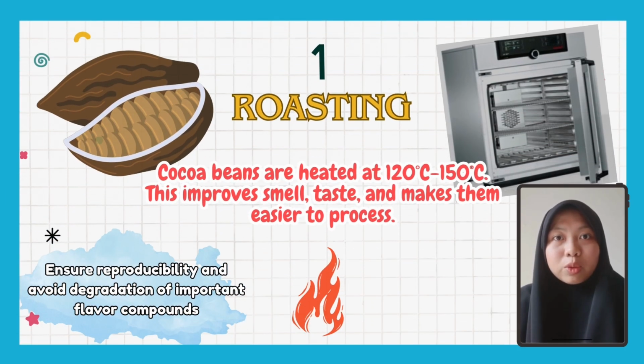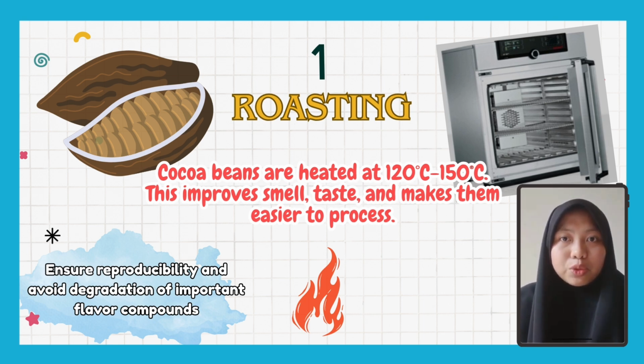First key step in cocoa processing. Here, cocoa beans are heated at temperatures between 120 to 150 degrees Celsius using a hot air oven. The purpose of this step is not just to enhance the aroma and flavor of the beans, but also to make them easier to grind and process further.